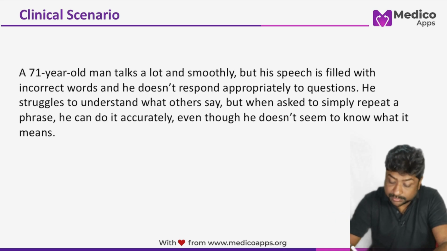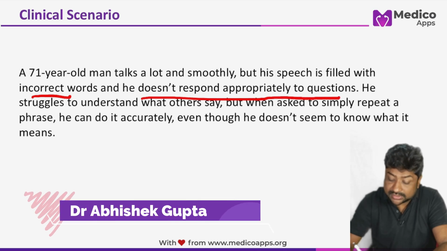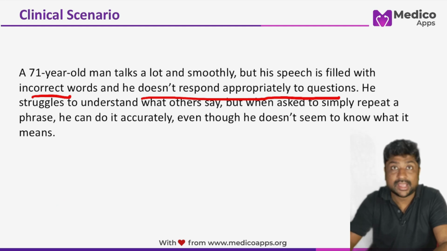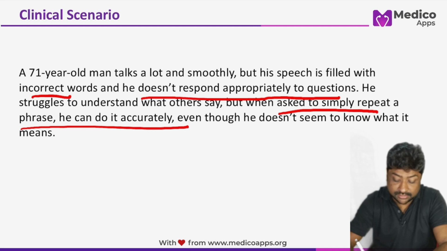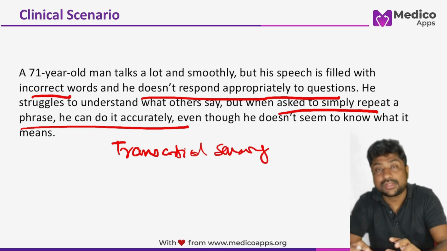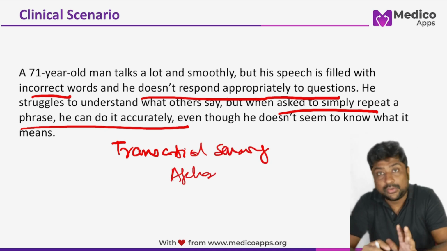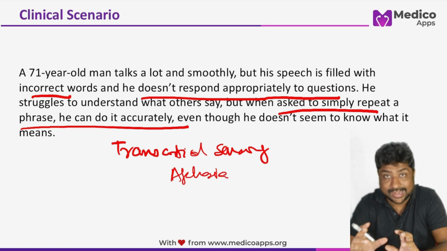Let's look at another clinical scenario. A 71-year-old man talks a lot smoothly, but his speech is filled with incorrect words, and he does not respond appropriately to questions. So understanding is impaired, and he struggles to understand what others say. But when asked to simply repeat a phrase, he can do it accurately. So again, sensory aphasia, transcortical sensory aphasia.